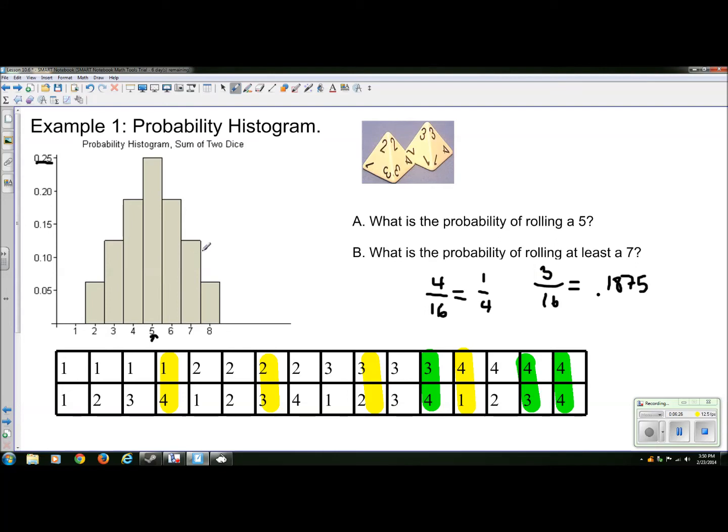That would be the same as taking this chunk here, adding this chunk to it. So let's kind of draw that on top there. And going over, and there it is, 0.1875. I'll just do 1.87, that's close enough.